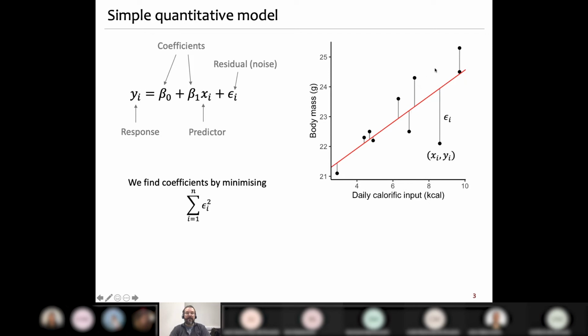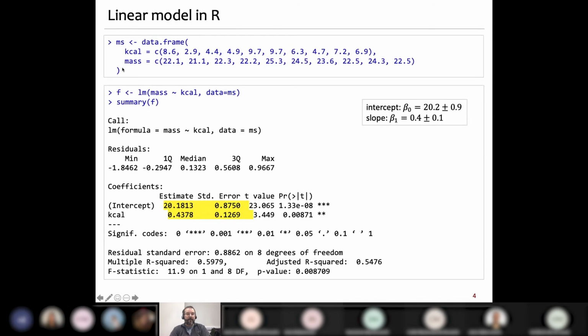Residual is simply the difference between the best fitting line, the model, and the data. In order to find the fitting coefficients to fit the model, we minimize this quantity, which is the sum of squared residuals. Let's do this in R.